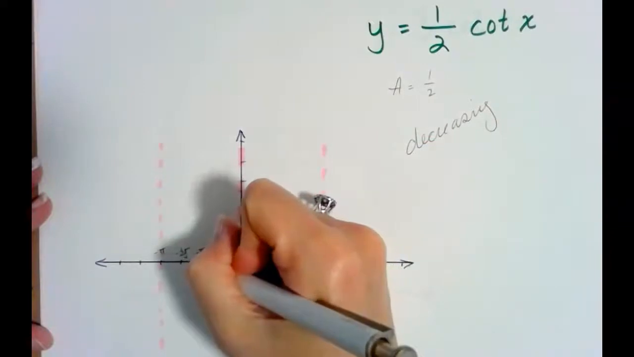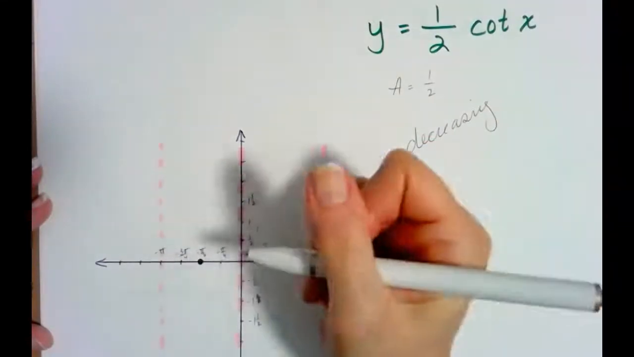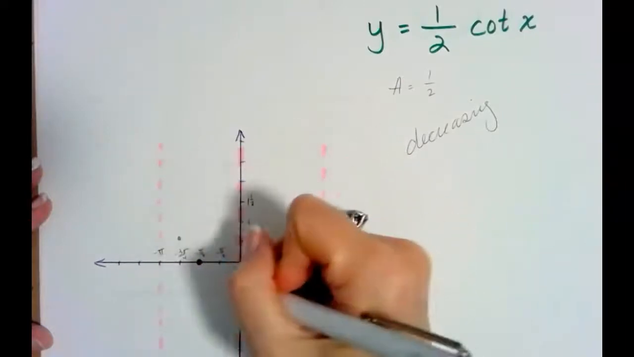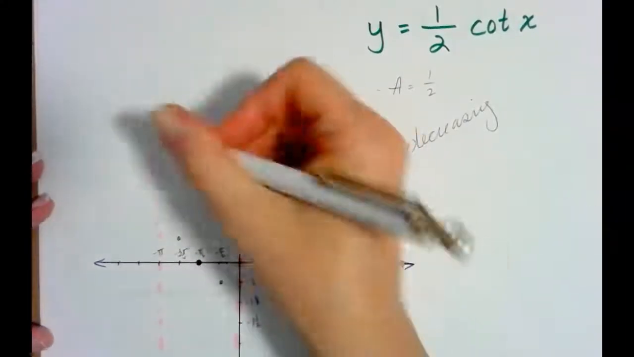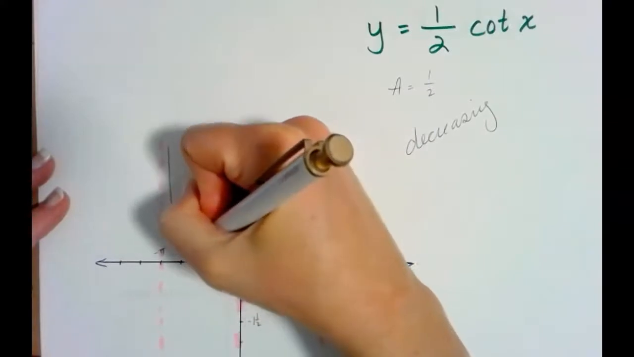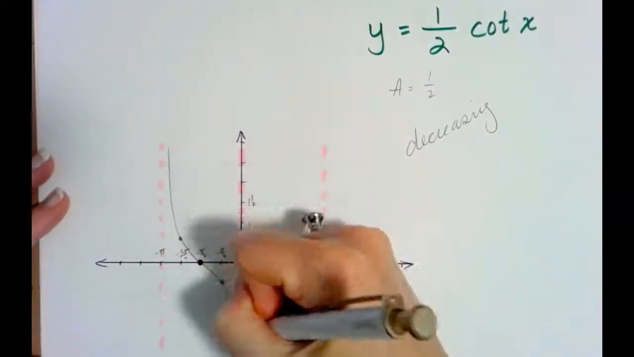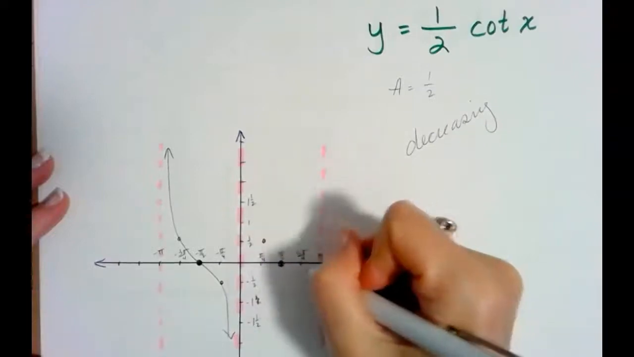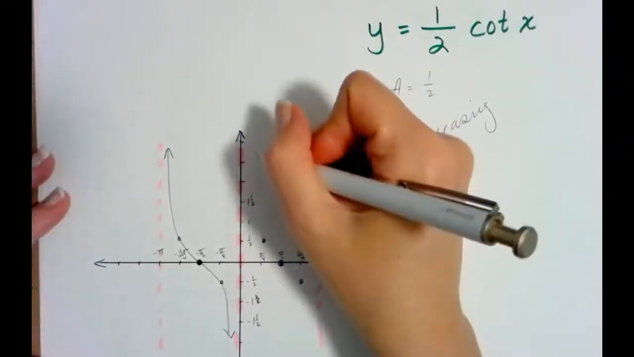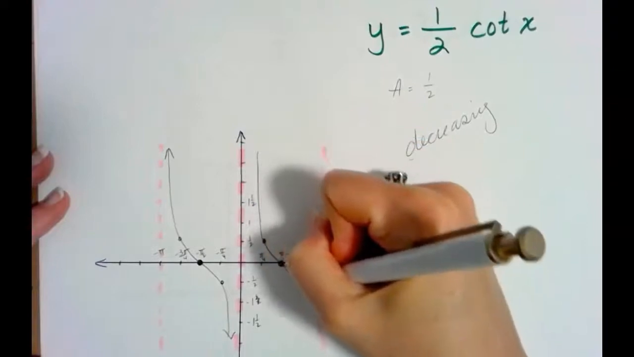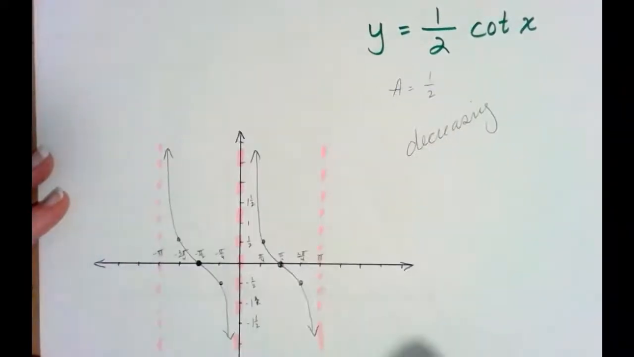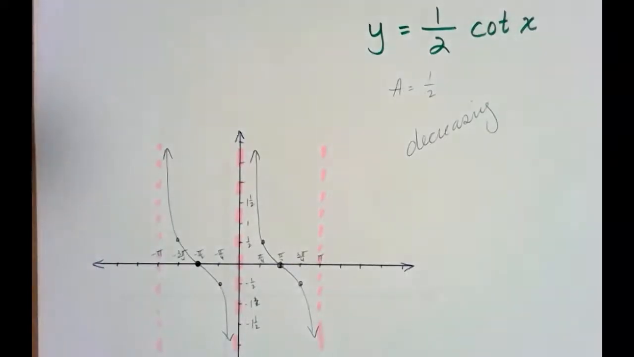So that means we're still going to have an intercept there. And this time it won't be as tall and skinny. It'll be a little fatter and flatter in the middle of those decreasing branches. And those branches are going to hug right up next to those asymptotes.